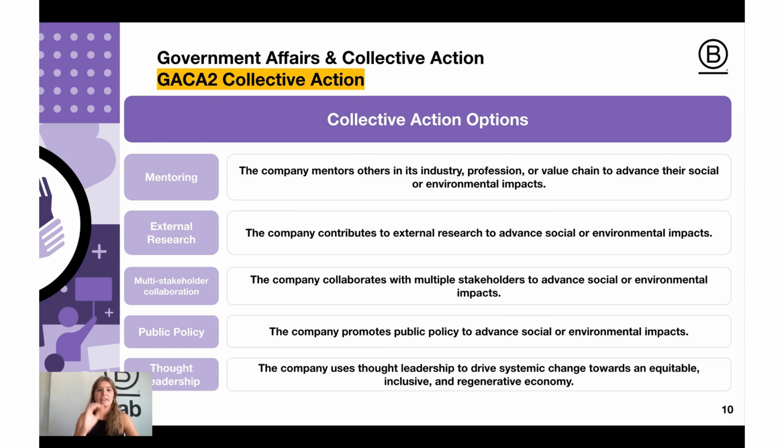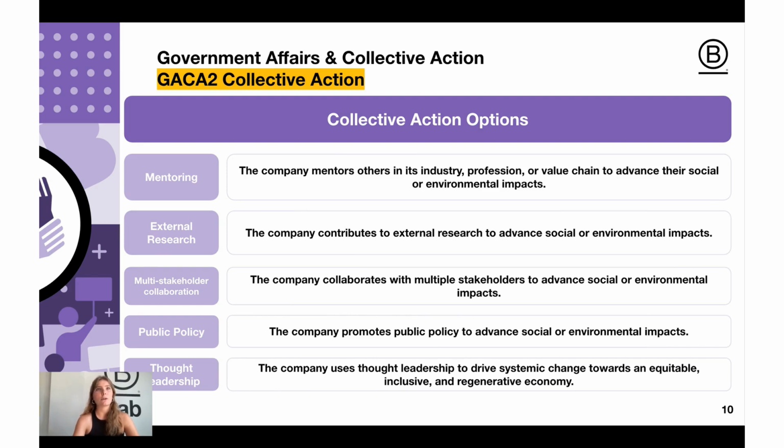Another option for collective action is multi-stakeholder collaboration. So, when companies work with multiple stakeholders outside their own company, industry associations, for example, by developing industry-specific guides, building a shared infrastructure. Another option is public policy advocacy. So, engaging directly or indirectly with government officials. That's also what we talked about in GACA 1 already.